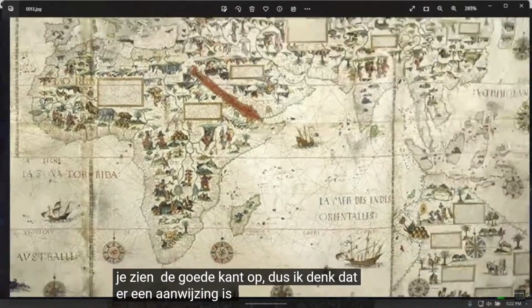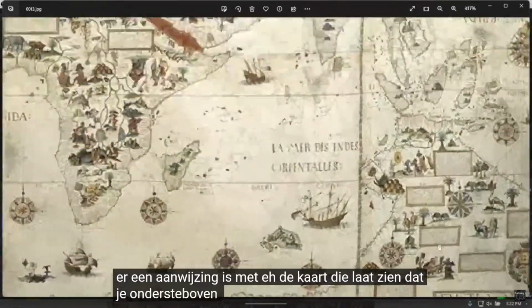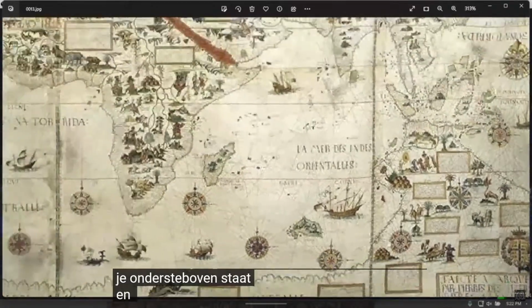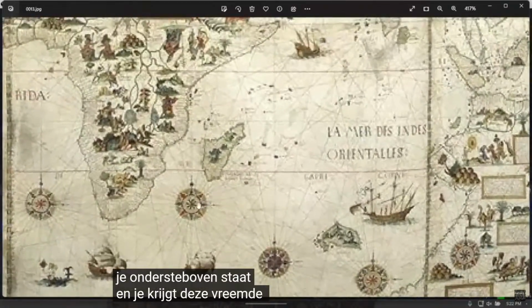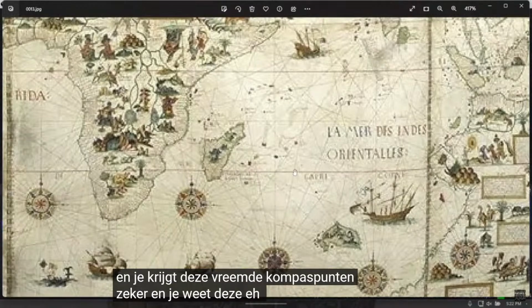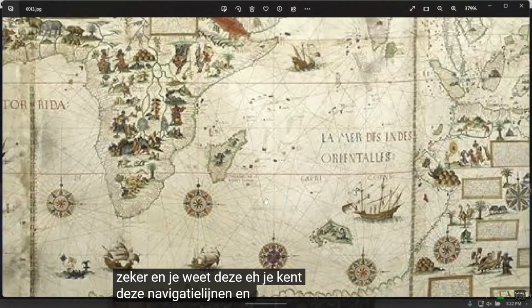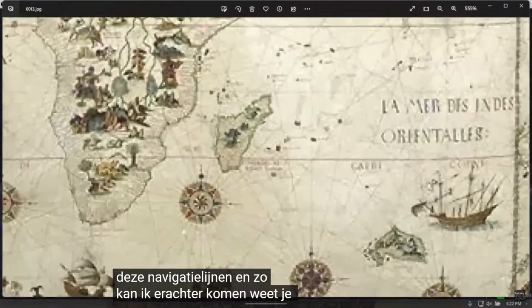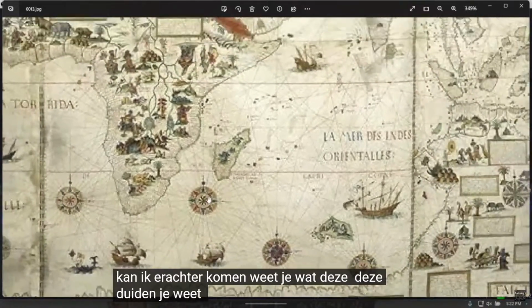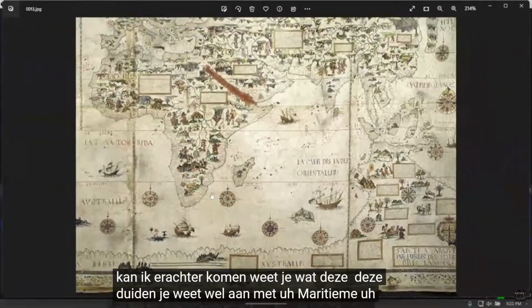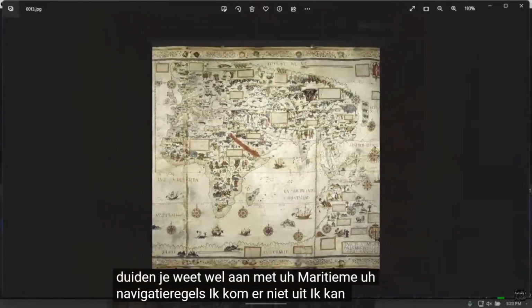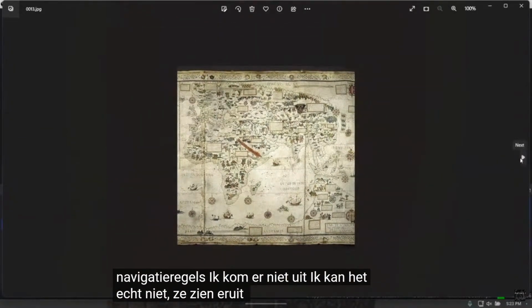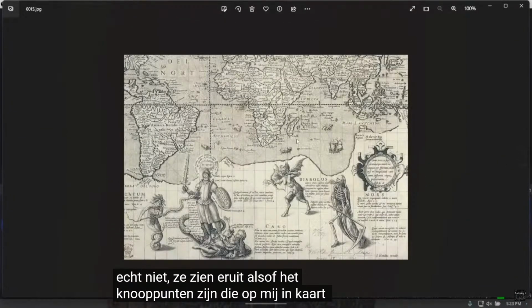So I think there's a clue with the map showing you to be upside down, and you get these strange compass points here, and these navigation lines and all of that. I can't work out what these designate with maritime navigational rules. I really can't. They just look like nodal points being mapped to me.